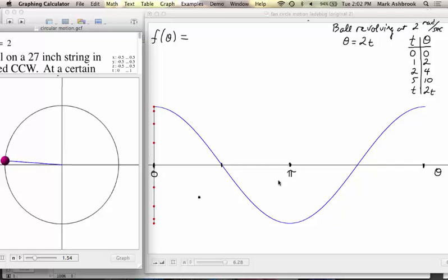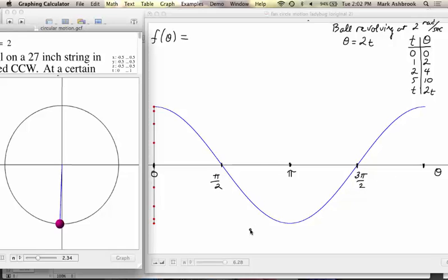Okay, and then in the third quadrant, the horizontal position goes from what to what? Negative 1 to 0. Does it agree with the graph? Going from negative 1 up to 0. Angle. That's our 1.5 pi, or 3 pi over 2. This was our pi over 2.